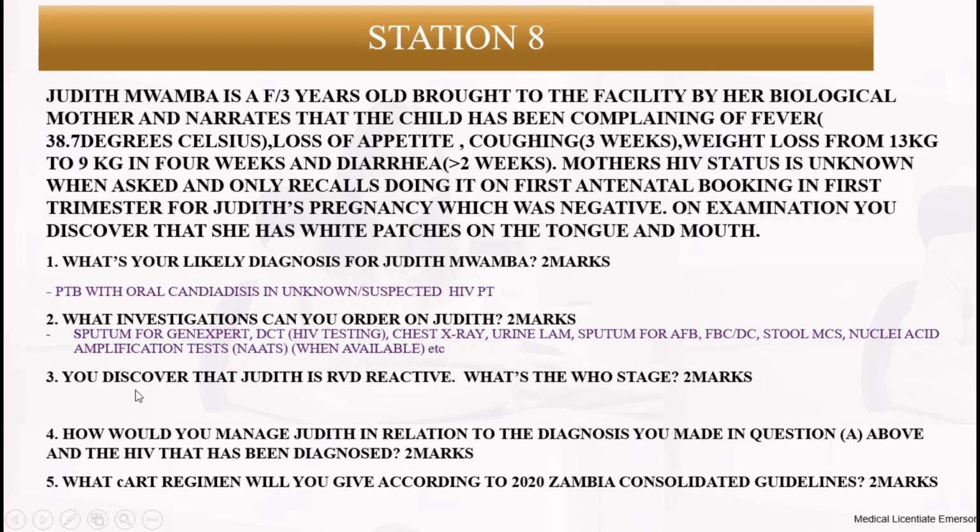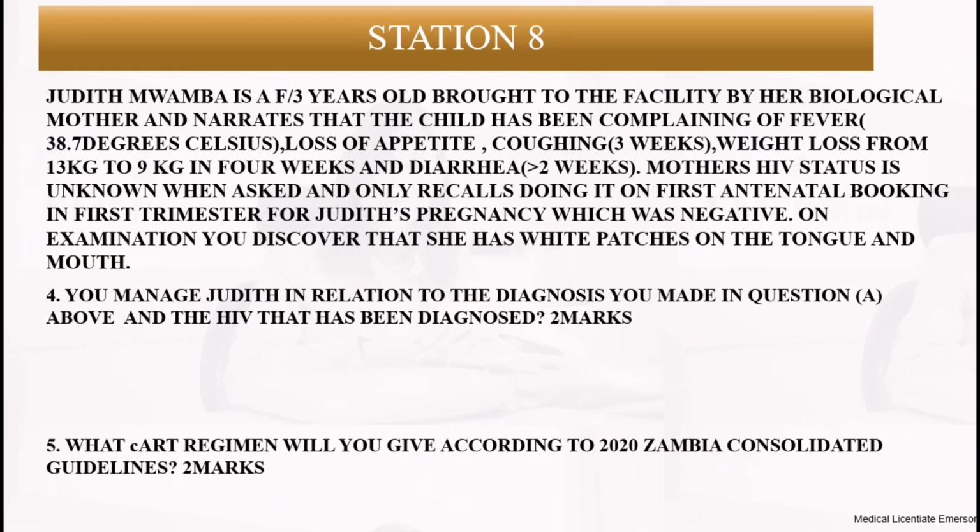Then the next question is saying you discover that Judith is RVD reactive. What's the WHO stage? For someone with PTB, pulmonary tuberculosis, and oral candidiasis, all these are typical for WHO stage 3. So Judith is WHO stage 3. Then now we manage Judith in relation to the diagnosis we made in question A, this diagnosis and the HIV that has been diagnosed. So this is just the same question.